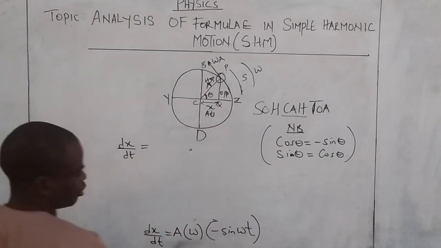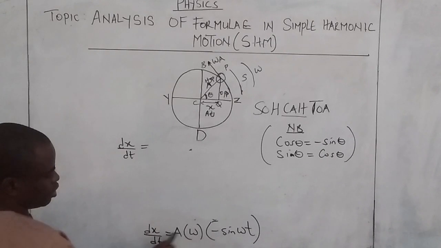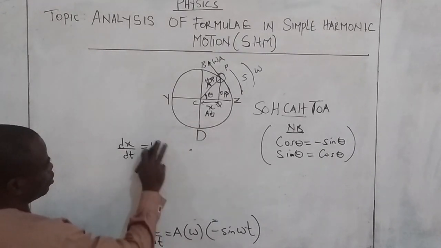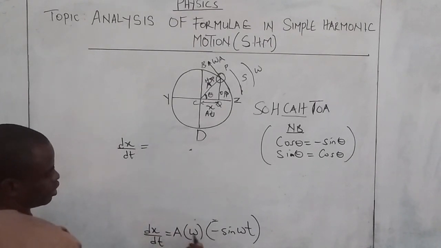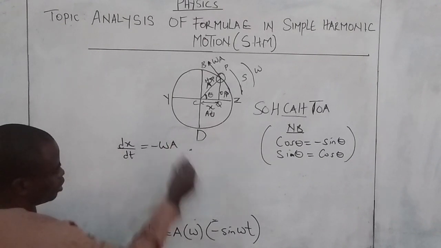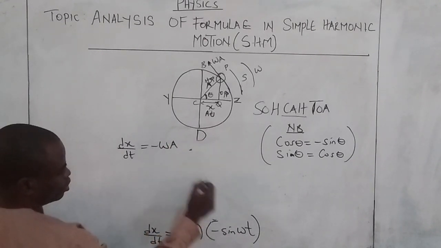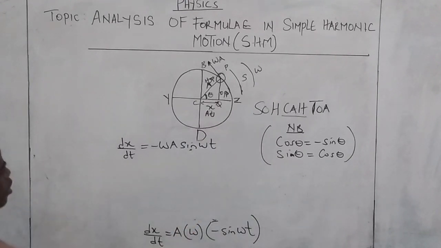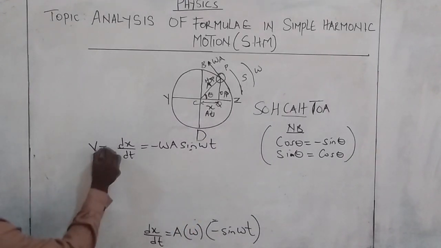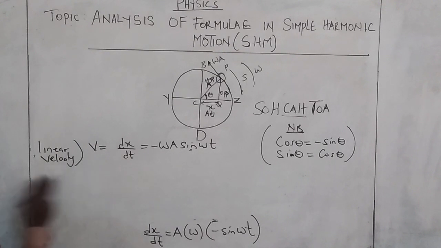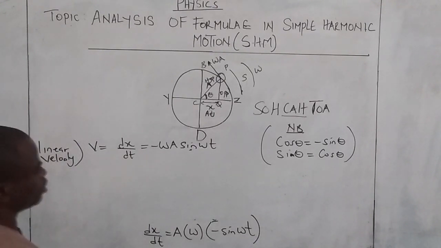We have opened the brackets. Let's bring the w to the front: minus wA. This negative comes to the front. Sine omega t. Here is linear velocity. That's the expression for linear velocity.